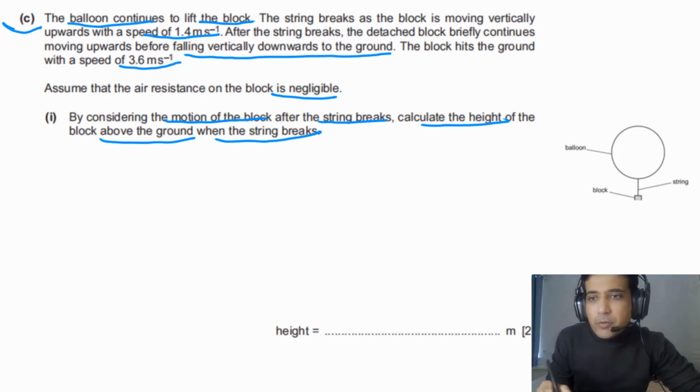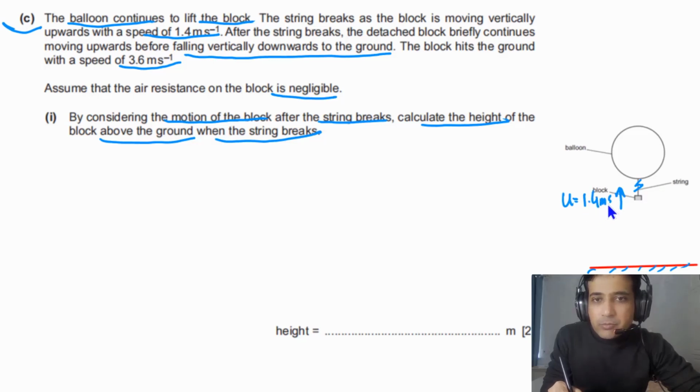First of all, we can draw the ground here. Imagine that this one is the ground. And the string breaks when the block is at this point. So we can also draw this line here. It means the string breaks at this point. And the speed of the block and balloon at this point is given. The initial speed is given to us, that is equal to 1.4 meters per second.